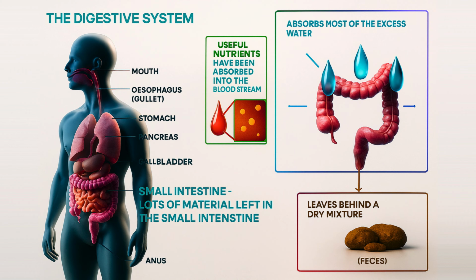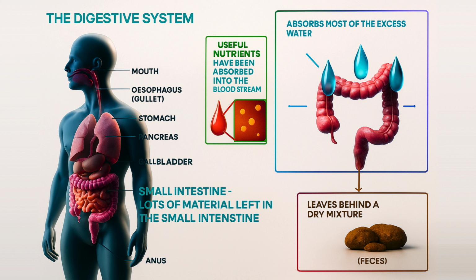Once all the useful nutrients, including glucose, amino acids, fatty acids, glycerol, vitamins, minerals, and water, have been absorbed into the bloodstream through the walls of the small intestine, the remaining undigested food material continues its journey into the large intestine. This leftover material often contains a lot of water, along with fiber and other indigestible substances.